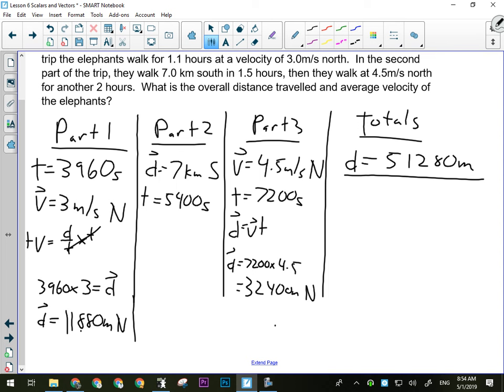The second part of this question wants me to calculate the average velocity over the entire trip. That means I need the total displacement and I need the total time. Now, to get the total time is easy. What do I do with all the times?